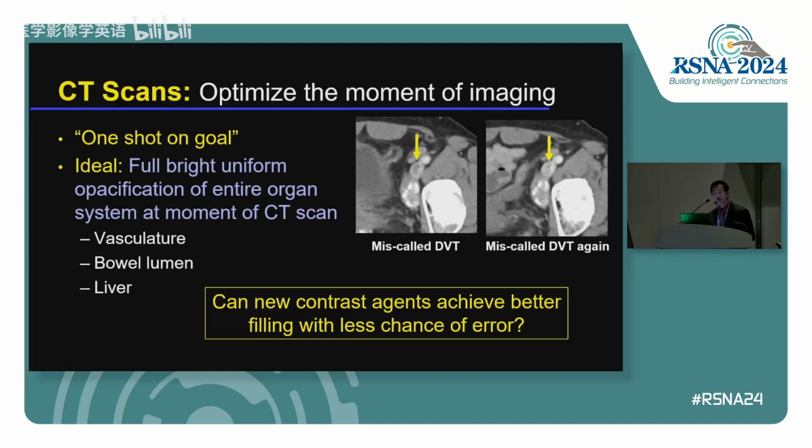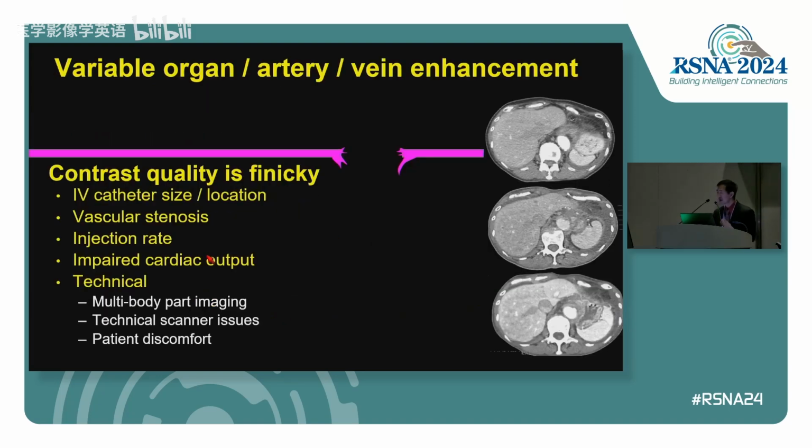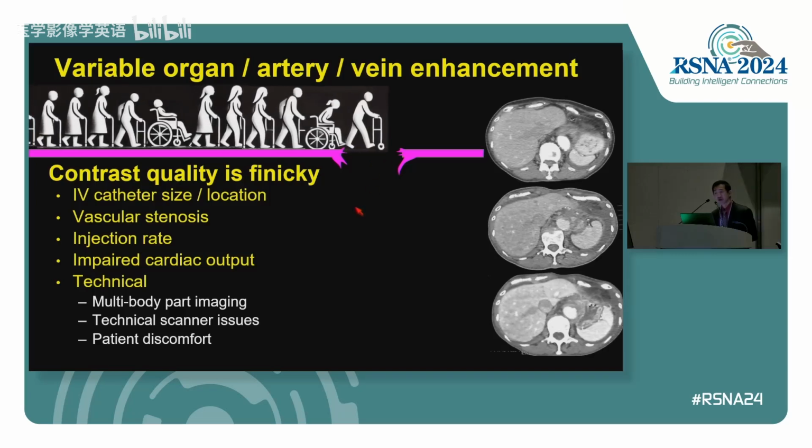The patient will come into our scanner and get a dose of radiation. They'll get a dose of contrast. What we really want is full, bright, uniform opacification of the entire organ system at the moment of the scan, of the vasculature, the blood vessels of the liver. Can we do better? We have a crack in our road, and the patients are walking on the road.